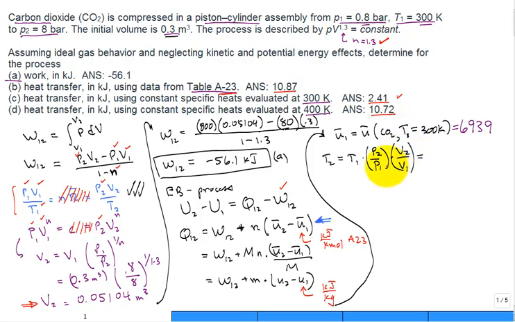For this problem, our temperature T1 is 300 Kelvin. Again, I'm fighting for space, so I'm going to leave off the Kelvin. We put in our final pressure, 8 divided by 0.8, then our volume V2, 0.05104, divided by our initial volume, 0.3. And we calculate the final temperature. T2 comes in at 510.4 Kelvin.